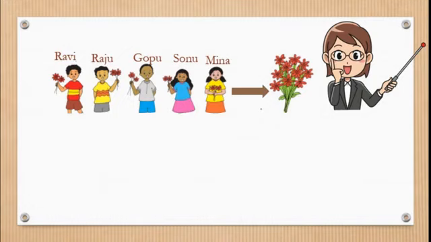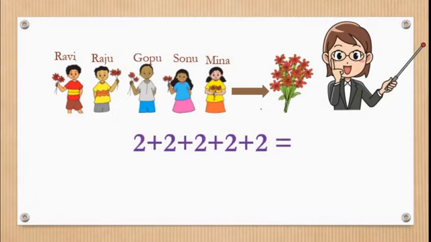Okay, now see here, each child brought 2 flowers. Means, see, Ravi brought 2, Raju brought 2 flowers, Gopu 2 flowers and Sonu also brought 2 flowers and Meena too brought 2 flowers. Means here 2 plus 2 plus 2 plus 2 plus 2 is 10, isn't it? Means you can say that 10 flowers are there in the bouquet. Now see how many times 2 is there. We will see.